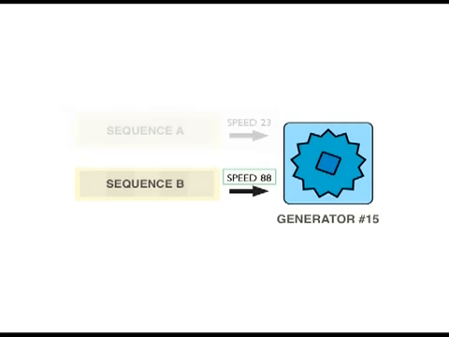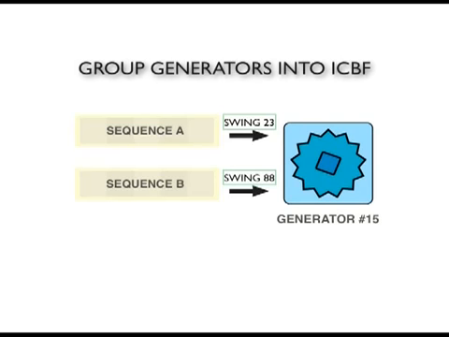It's only speed that behaves like this though. If you feed the same generator 2 different swing parameters, it will produce 2 sets of values correctly for each channel that required it. It is only speed that behaves like this though. For this reason, it's recommended to practice an ICBF grouping of your generators.